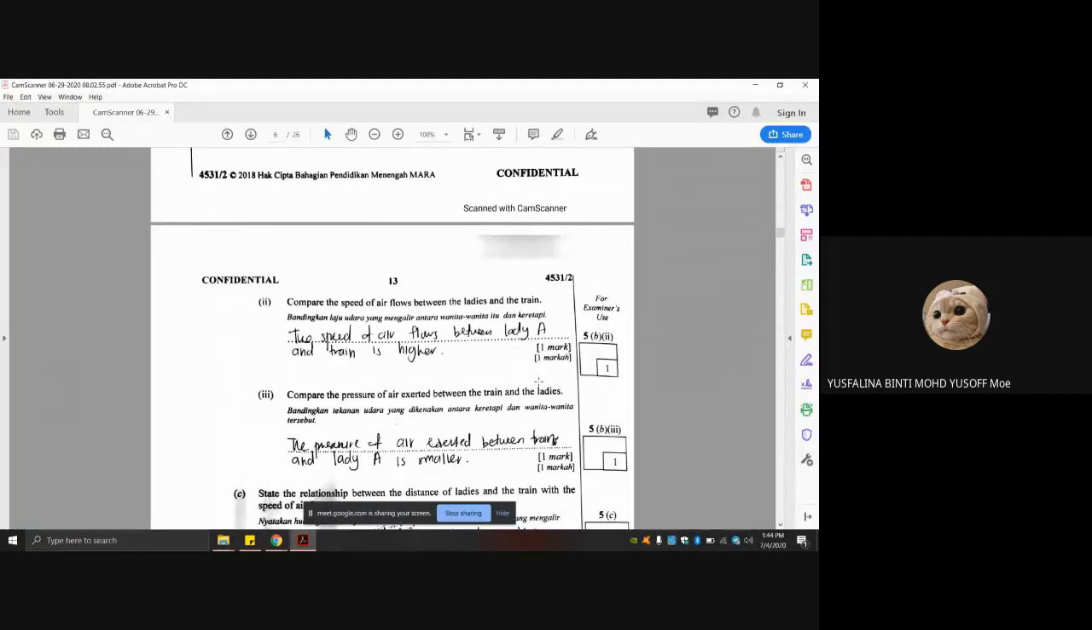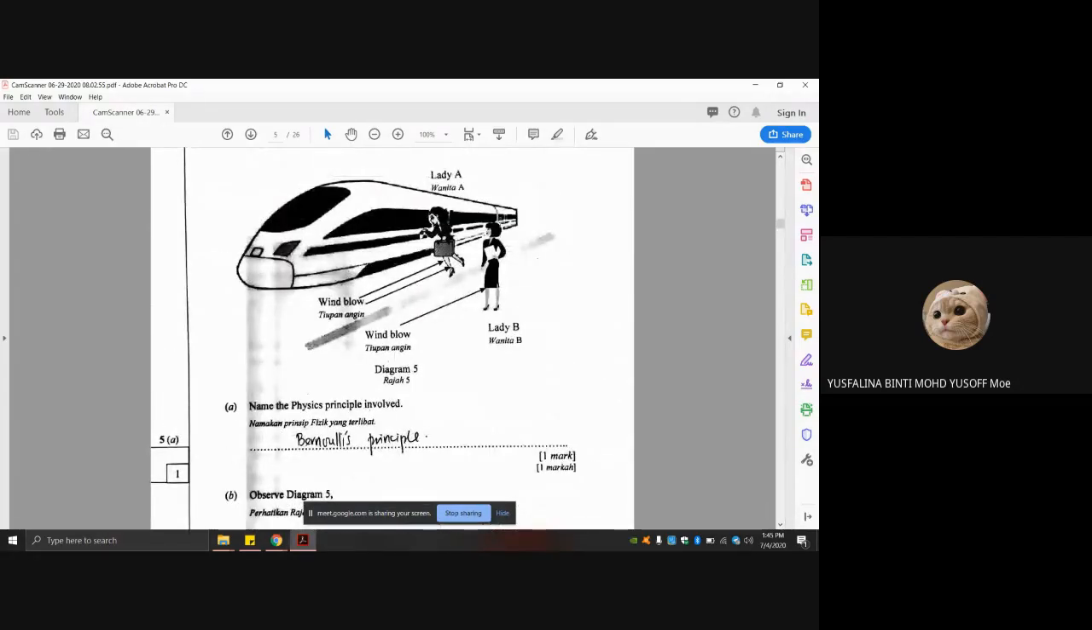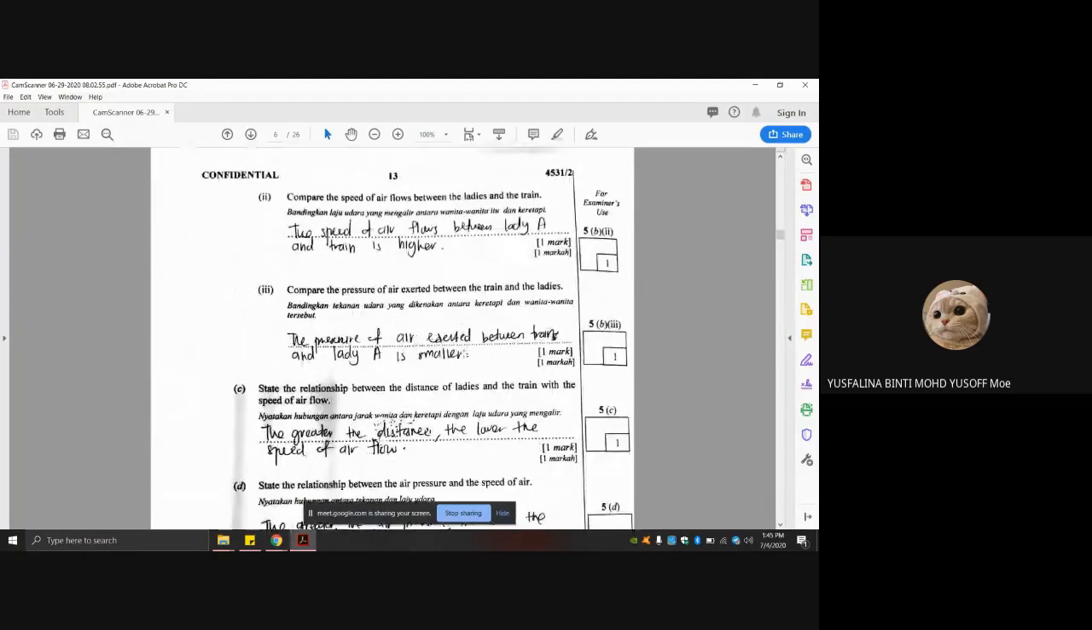Alright, the next one is compare the pressure of air exerted between the train and the ladies. So the pressure of air exerted between the train and lady A is smaller. I already explained this because the train is faster here, so at this region the speed is higher. When the speed is higher, the pressure is lower. So the pressure is lower between the train and lady A.